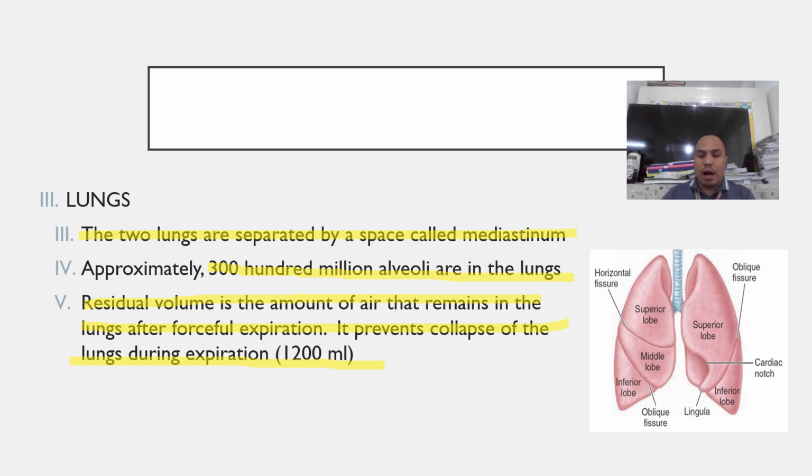So adequate ventilation depends on several factors. We have clean airways, an intact central nervous system and respiratory center, and also an intact thoracic cavity capable of expanding and contracting, and we have adequate pulmonary compliance and recoil.